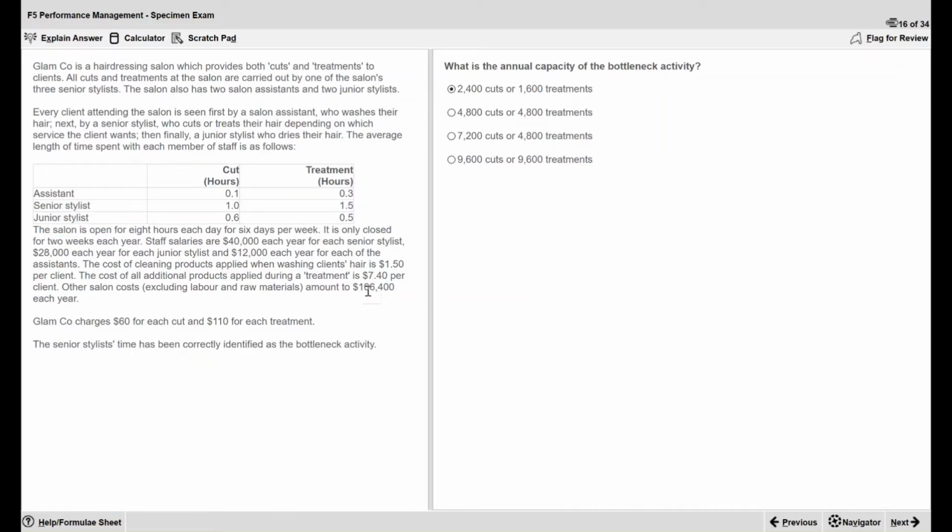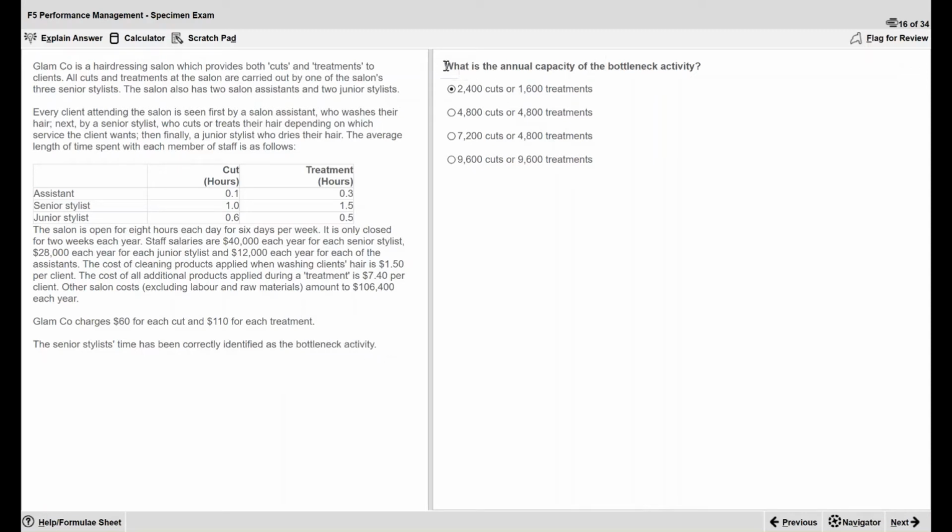Staff salaries are $40,000 each year for each senior stylist, $28,000 for junior, and $12,000 for assistant. Cost of cleaning products applied when washing clients' hair is $1.50 per client. The cost of all additional costs applied during a treatment is $7.40. Other salon costs, excluding labor and raw materials, amount to $106,400 each year. Glamco charges $60 for each cut and $110 for each treatment. The senior stylist time has been correctly identified as bottleneck. So this is our bottleneck activity.